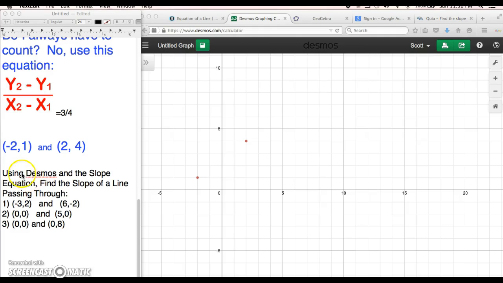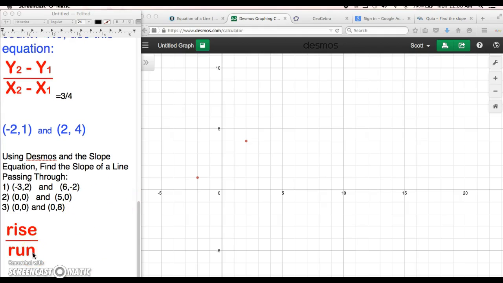Now, this is up to you. Using Desmos and the slope equation, find the slope of a line passing through these following points. Two of these are going to be pretty tricky, but just a word to the wise.